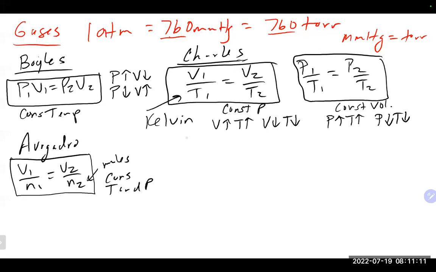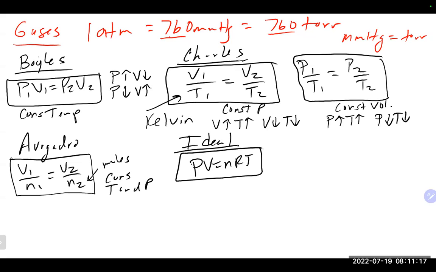Putting all those together gives us the ideal gas law, which is PV equals nRT. That is the most restricted in terms of units. Pressure has to be atmospheres, volume has to be liters, moles for n, T has to be in Kelvin, and R is our gas constant of 0.08206, or you can round it to 0.0821.